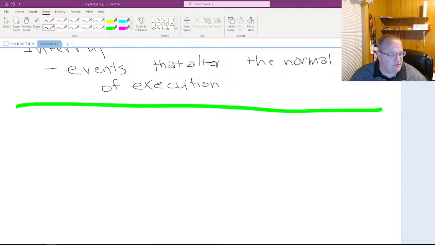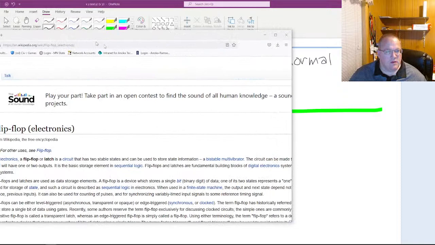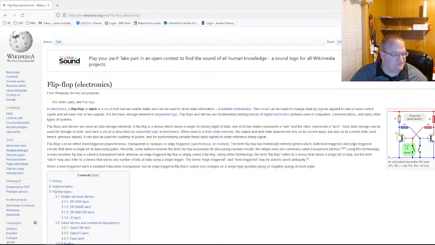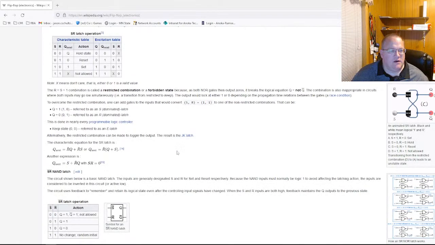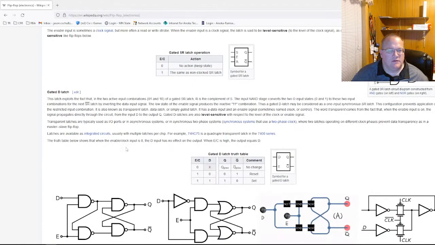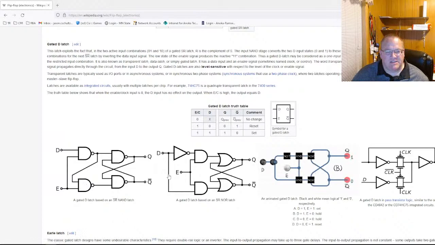Actually, let me look that up. Let's see if we can get a good picture of a D flip-flop. This is Wikipedia, for what it's worth. Oh, that's a flip-flop. I want the D flip-flop. Flip-flop types: SR, SR NAND, JK, D. Here's our D flip-flop. Just a straight D. What does the E stand for? This is a latch. Latch is another word for flip-flop.